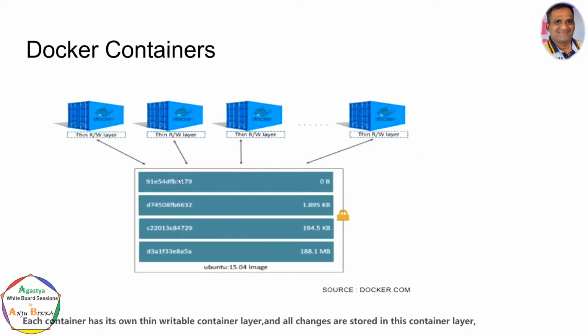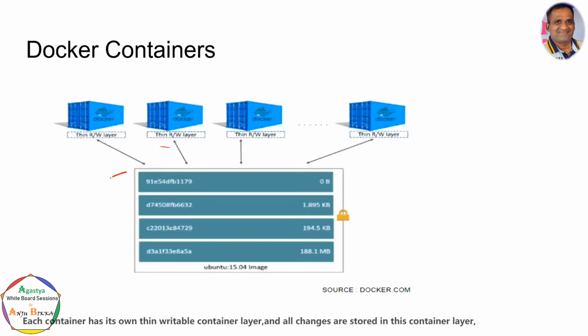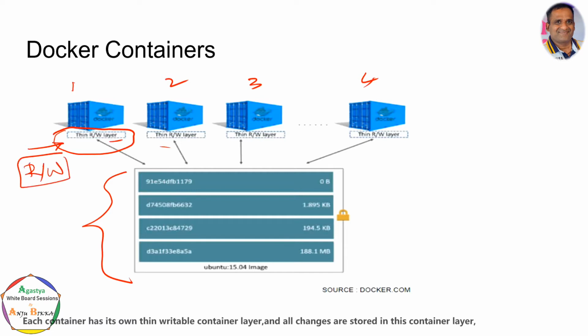Let's see here. So this is the image. By using this image, we created 4 containers: 1, 2, 3, 4. When we are creating a container, one thin layer is created for each container. That is a read and write layer. This layer is completely isolated from the rest of the containers.